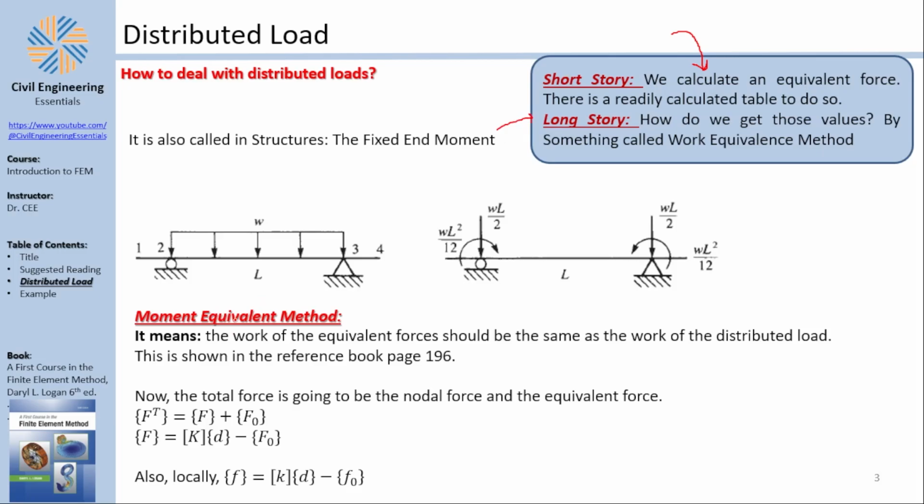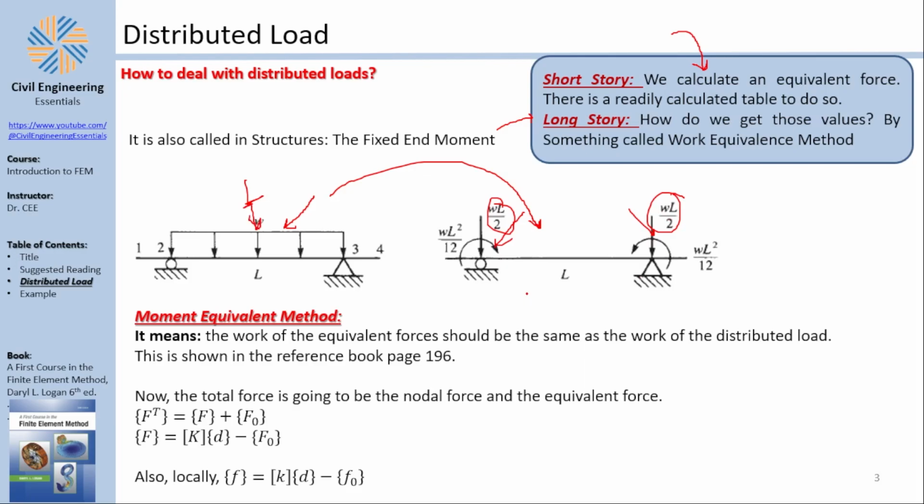For example, look at this. This is a distributed load. How do I know that I can take the distributed load and calculate an equivalent load like this on the nodes? How do I know that those loads are correct? What gives? Maybe I can make sense of this load, WL over 2 and WL over 2. This is the total load here, which is WL divided by 2. Maybe I can make sense of it, but what gives with the moments?